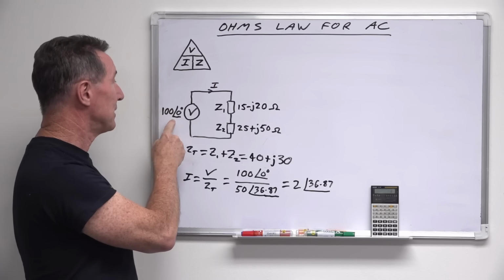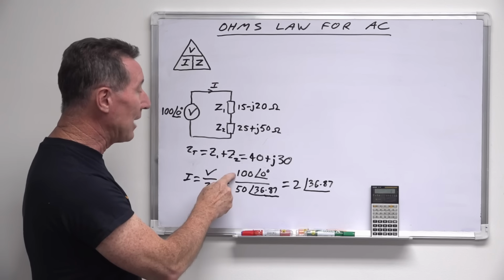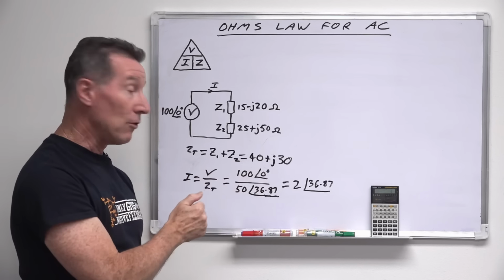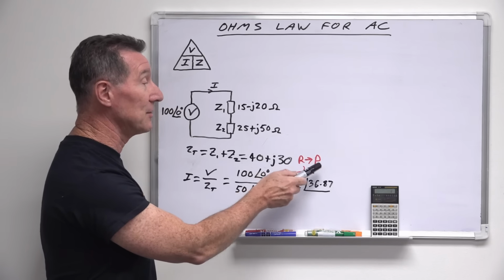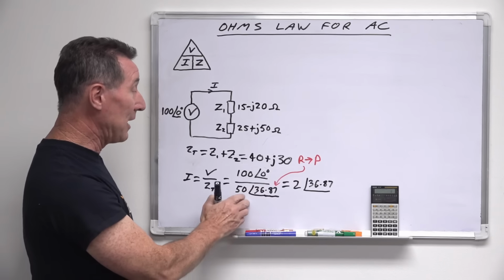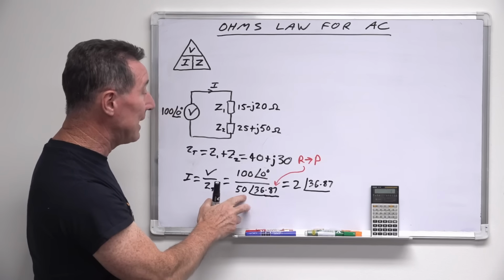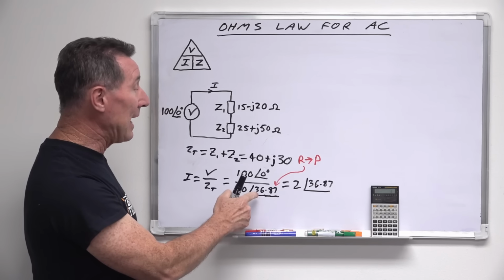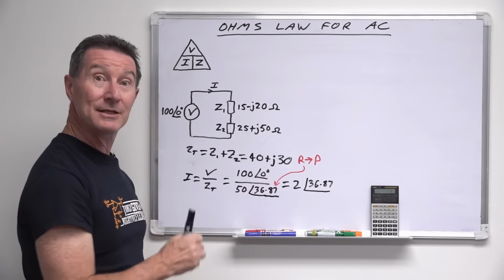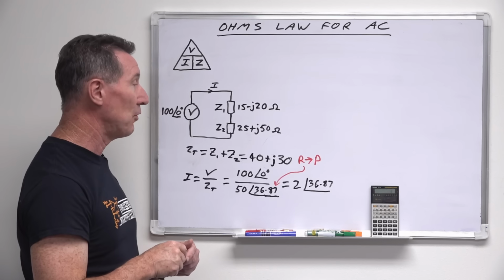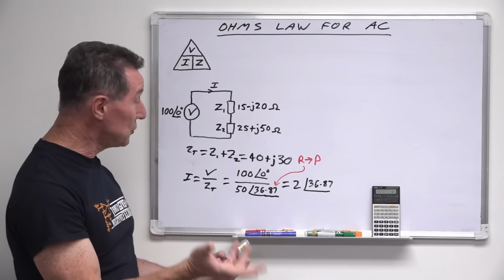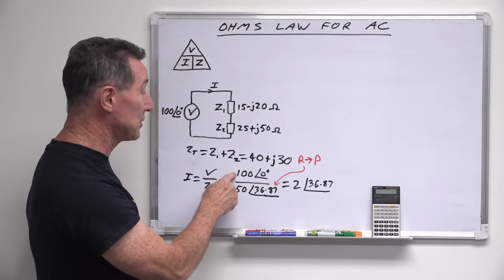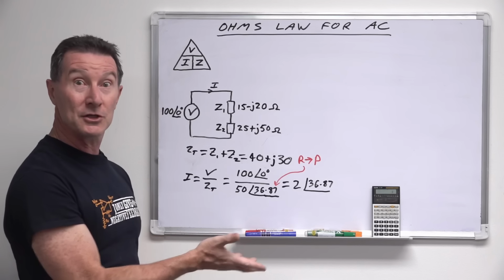If we didn't, we would have had to convert it over, but it's 100 volts, angle 0 degrees. But our impedance is in rectangular form, so we have to do rectangular to polar conversion, and you whack that in your calculator here, and it's 50 angle 36.87, positive angle 36.87. And then to divide two complex numbers in polar notation, you should easily know how to do that.